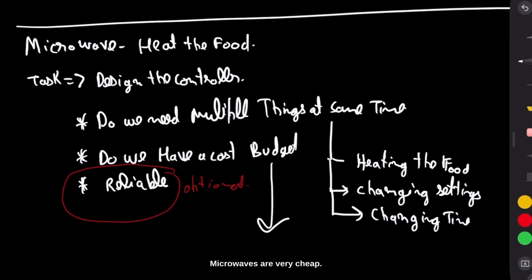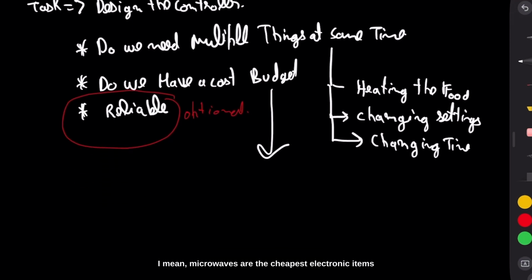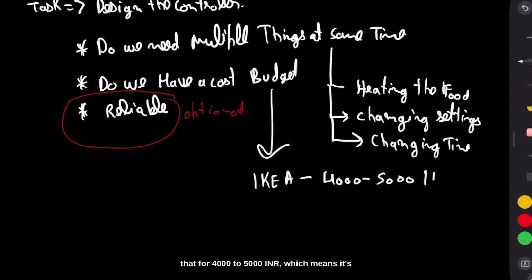Do we have cost budget? Yes, of course. Microwaves are very cheap. I mean, microwaves are the cheapest electronic items in the food industry so far when we talk about expensive food machines. Okay, so obviously we have a budget. If you go to IKEA, there is IKEA, by the way, in Bangalore and Mumbai in India as well, and you buy a microwave, I think we can get that for 4,000 to 5,000 INR, which means it's approximately $40 to $50.